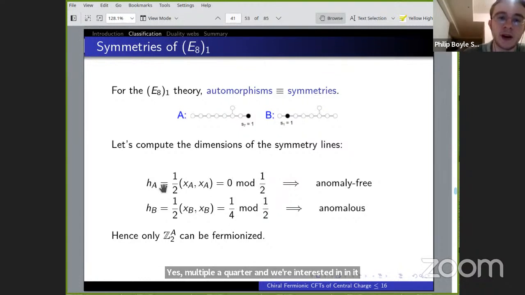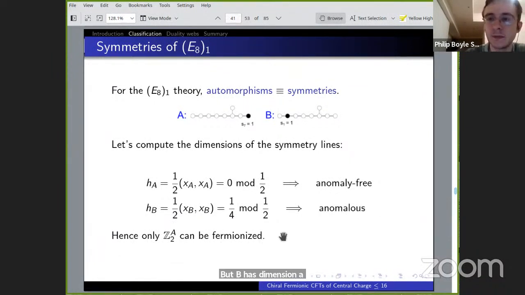So it can be either 0 or a quarter. So we compute and we find that A has dimension 0 mod half, which means it's anomaly free, but B has dimension a quarter mod half, which means it's anomalous. Hence, only A can be fermionized. But we should not forget about B completely, because it will be useful later.